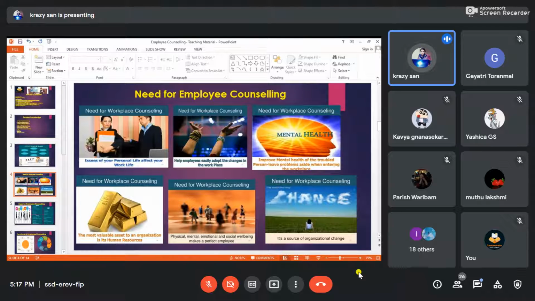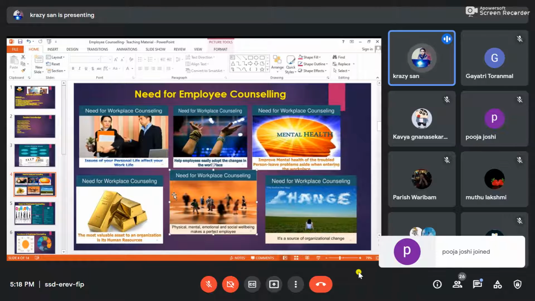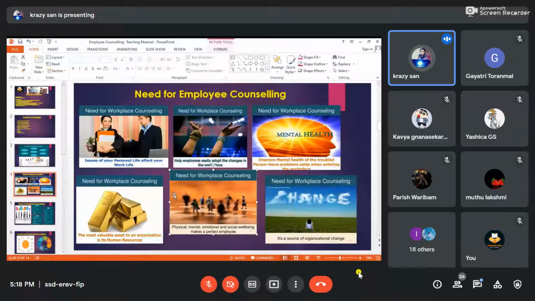If an organization values its human resources, in their industry, their sector, you will find that every quarter they hold counseling sessions, which these days are called EAP, Employee Assistance Programs. Then physical, mental, emotional, and social well-being makes a perfect employee. When you are physically fit, mentally fit, emotionally fit, and socially well, that affects the organization, and the organization's well-being also affects the employees. So it works both ways. And then it is a source of organizational change. Obviously, if you are a team leader and you have 20 members, every individual is different. Every individual's perception is different.